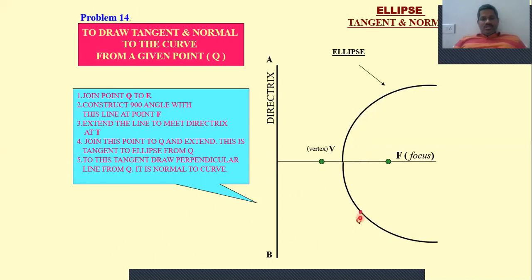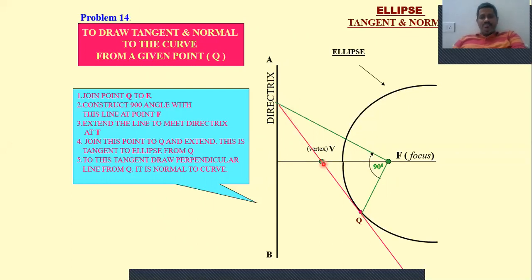Then to draw the normal and tangent at this point, which is lying on this curve, you join focal point F and Q like this. Then draw a perpendicular line to this FQ line, up to the directrix. So just simply from here, at 90 degrees, draw a line up to the directrix. Then from the directrix point, draw a line through point Q.